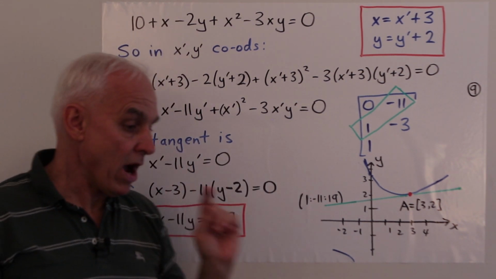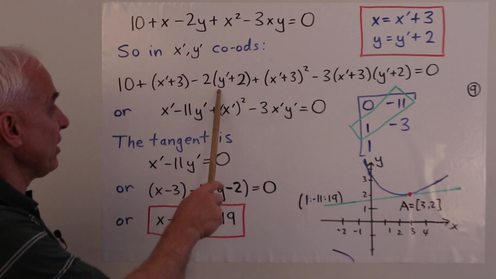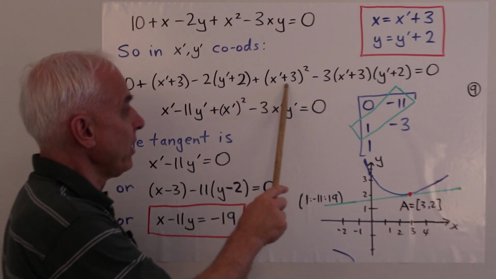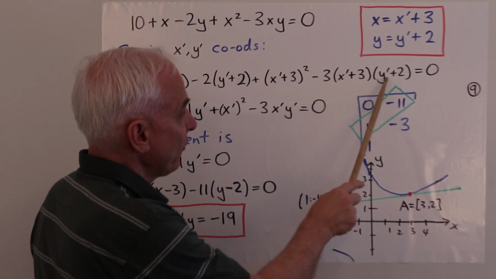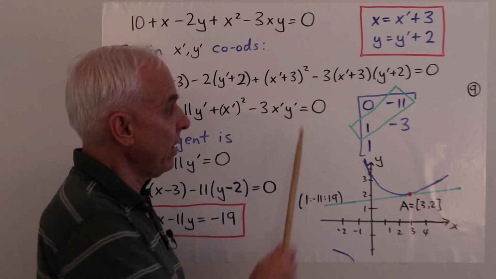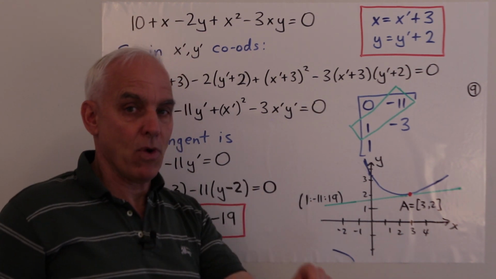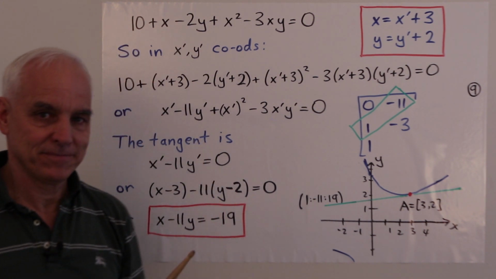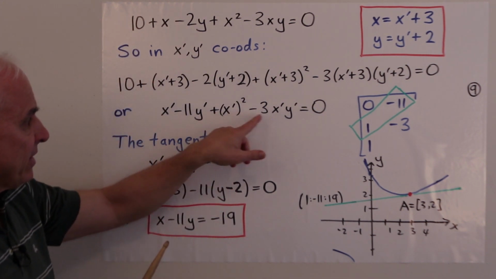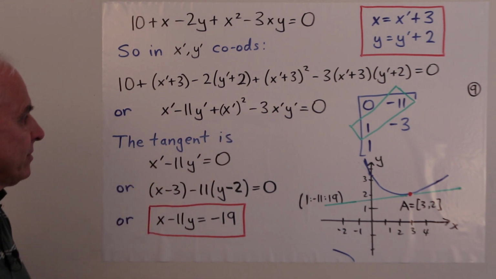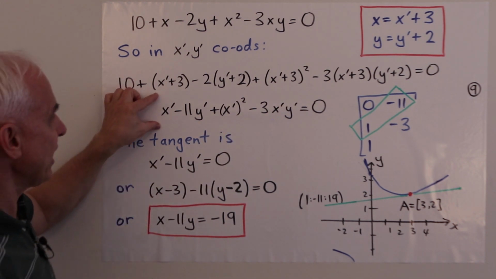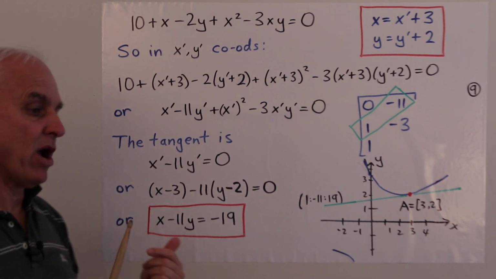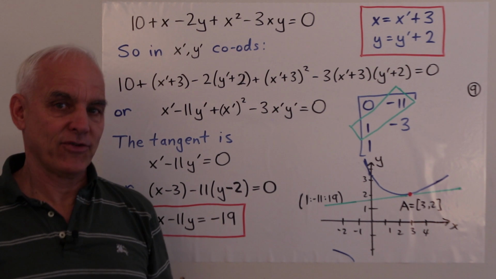And how many y primes are there going to be? Well, we have minus 2 of them over there, and there aren't any more over here. And over here, how many y primes are there going to be? There's going to be a y prime times 3 times minus 3, so that's minus 9 y primes in addition to the minus 2, for a total of minus 11. And you can check that these other ones are as I've stated. So this is the new equation of the same curve, but in the x prime, y prime coordinates.